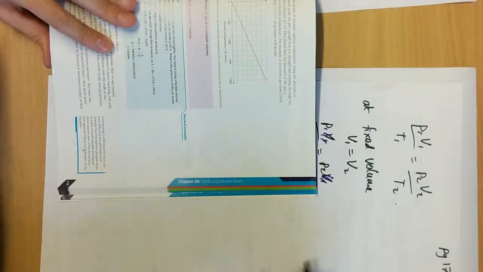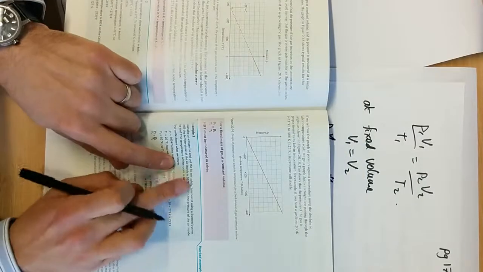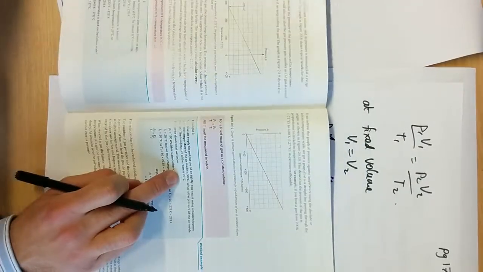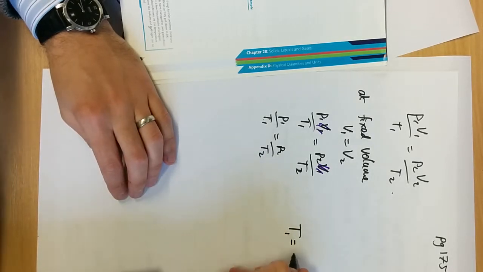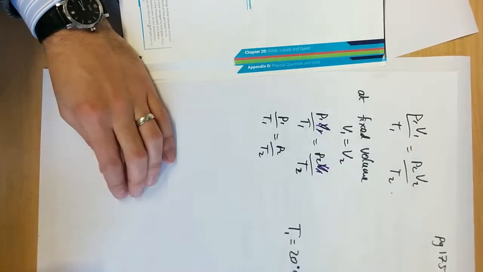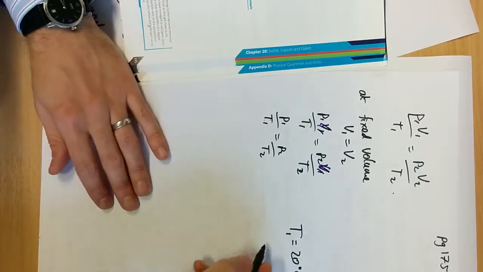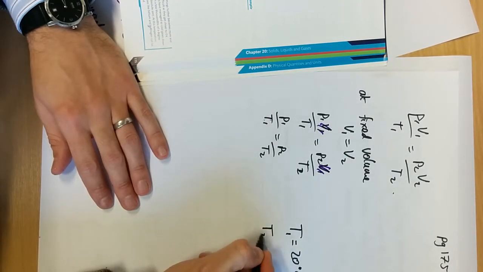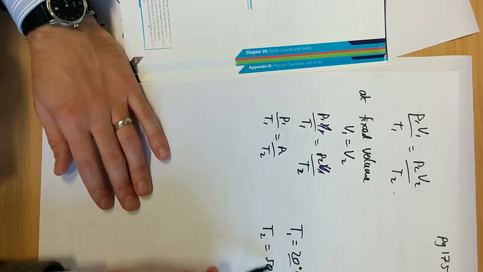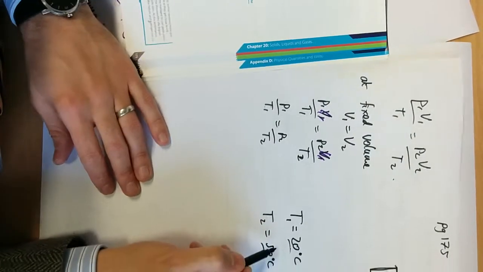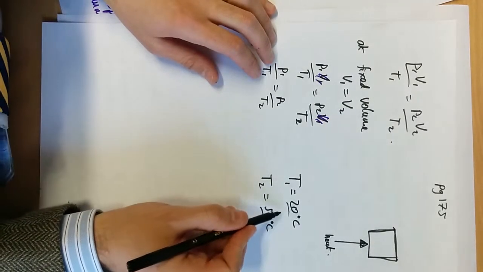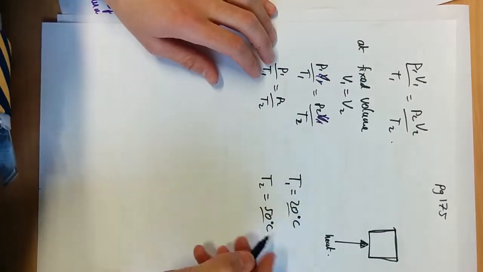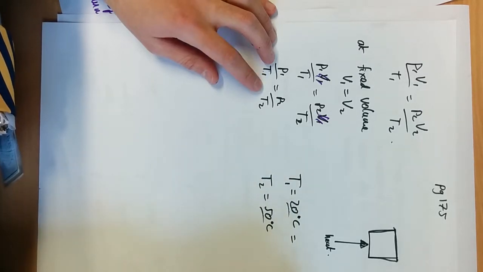Now we are told that it starts at 20 degrees C, so 20 degrees C is our initial temperature. And we heat it up to the second temperature, which is 50 degrees C. These are not in absolute temperature. We need to have it in Kelvin, so we need to write this in Kelvin.